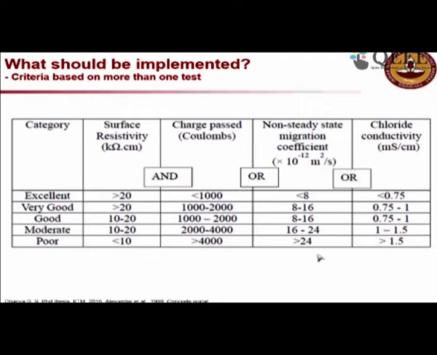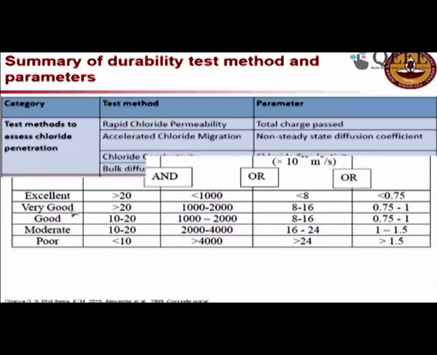The last two tests I haven't discussed in the previous slides, but they are also widely used, especially not in India but abroad. As you see on the screen, there is an AND condition and an OR condition. For surface resistivity and RCPT you consider the AND condition: if the resistivity is greater than 20 and the charge passed is less than 1000, then if both are met, we can say excellent condition. So these combinations you have to look at. It's not just that the concrete should pass either one of the criteria; you may have to look at combinations to decide whether it is good or bad.